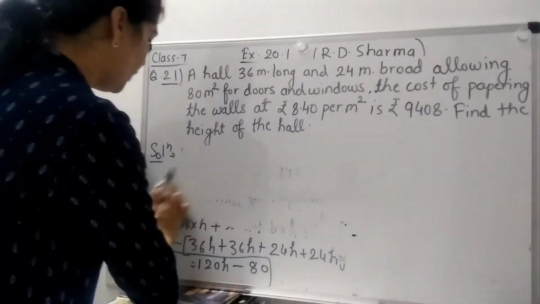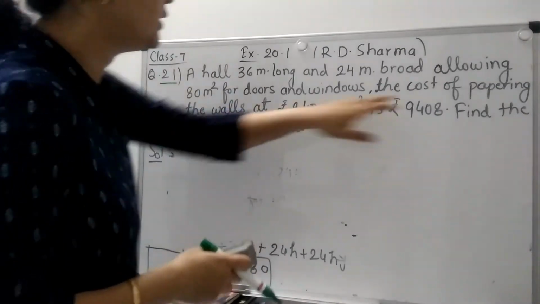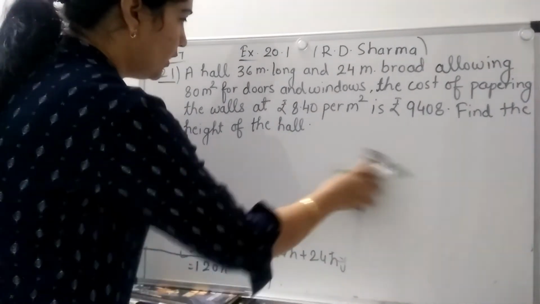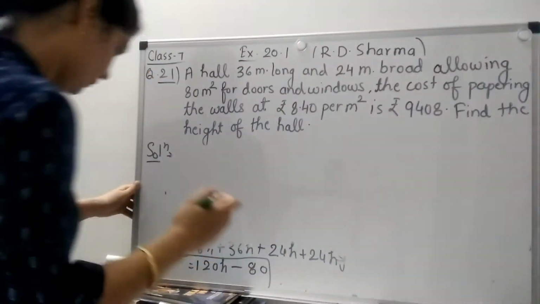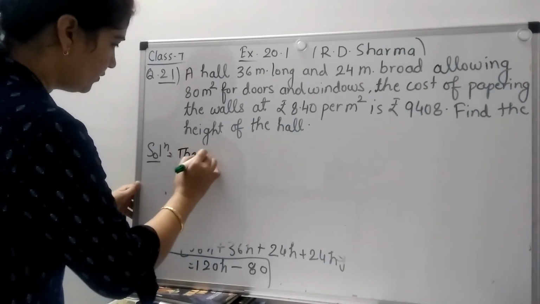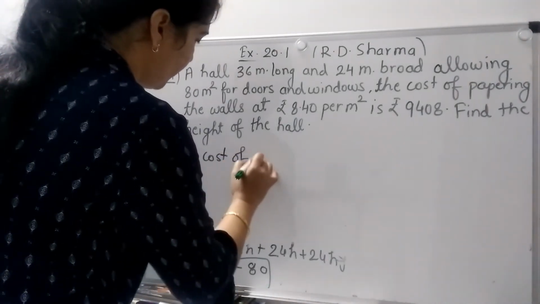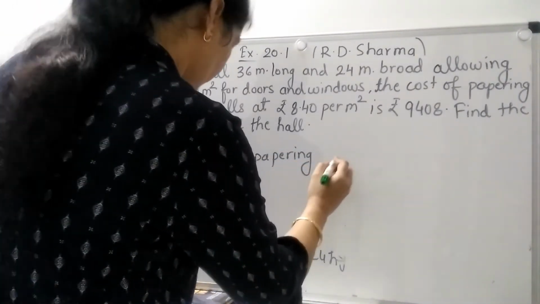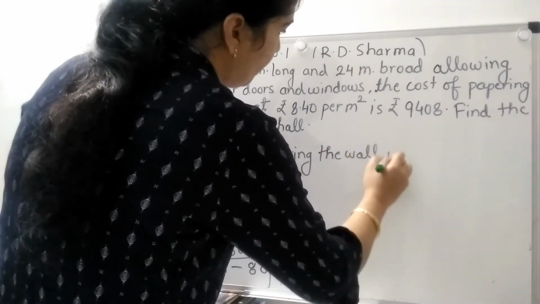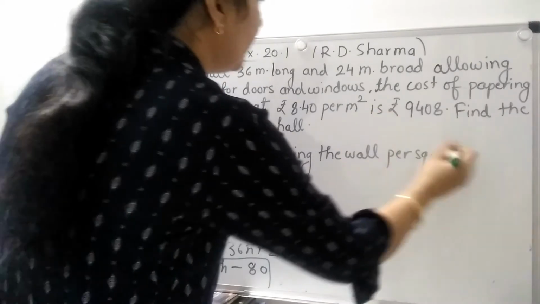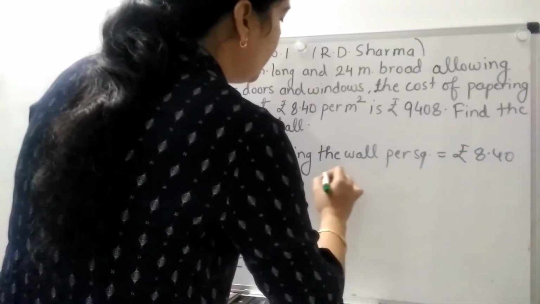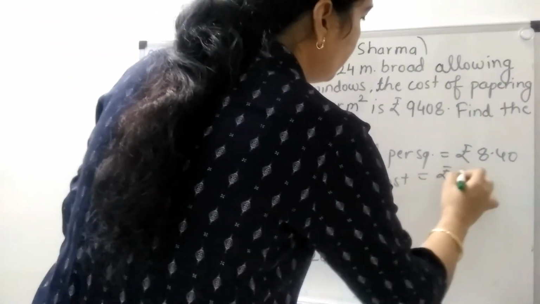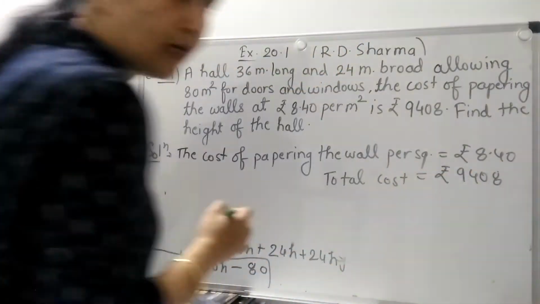Now you got the area, but according to this, rupees is given. So by using this we can find out the area of the hall, actual hall. But the cost of papering the wall per square meter is given rupees 8.40, and total cost is also given, 9,408 rupees. So through this we can find out the area.